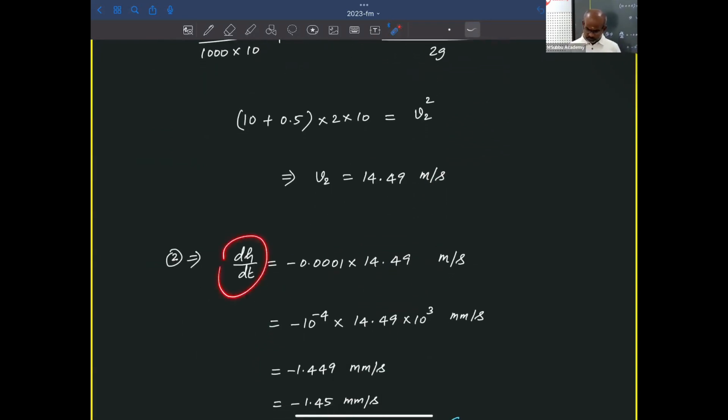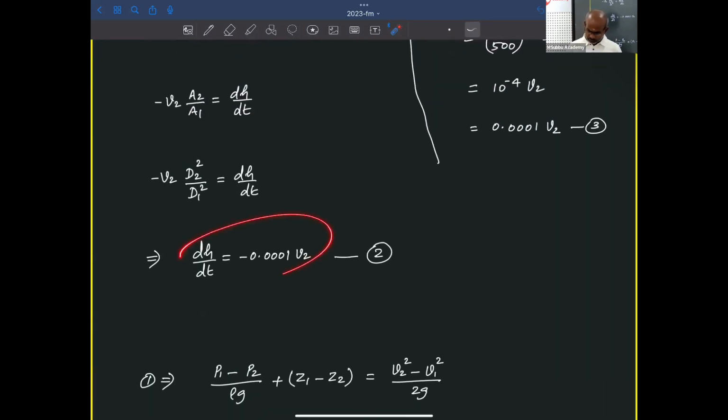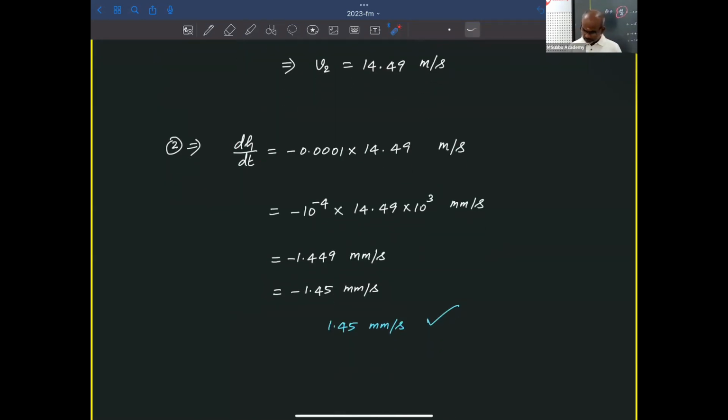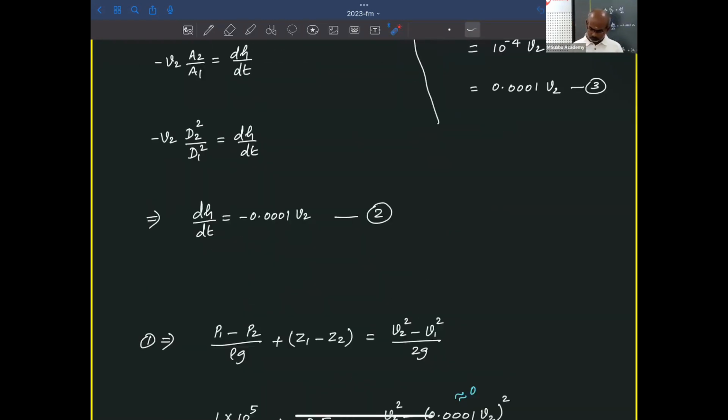And what is dH by dt? Already we have this expression. V2 you can substitute, and you'll be getting dH by dt as this one. This is actually in meter per second, multiplied by 10 power minus 4. So this is at last coming in millimeter per second. This is a fall of height with time, the change of height with time. dH by dt is minus 1.5 mm per second. We need to report the absolute value of that. So the answer is 1.45.